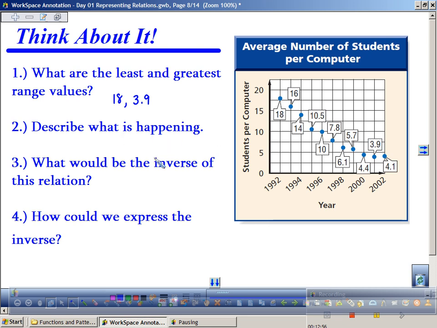Okay? Describe what's happening here to me. What's going on? It's decreasing. That's exactly the word I wanted to hear. It's decreasing. The total number of students per computer is decreasing, right? Less students per computer. What would be the inverse of this? Increasing. Good. If it's decreasing, the inverse of decreasing is increasing. How would you express the inverse?